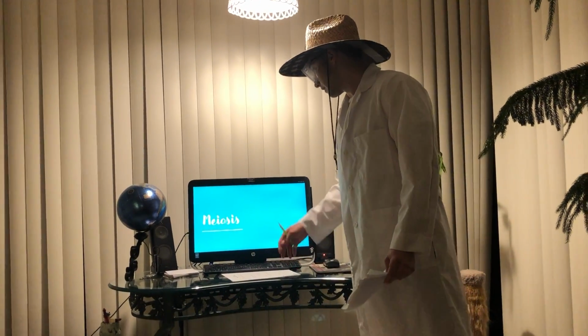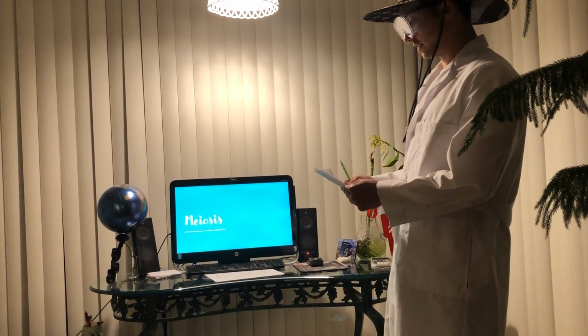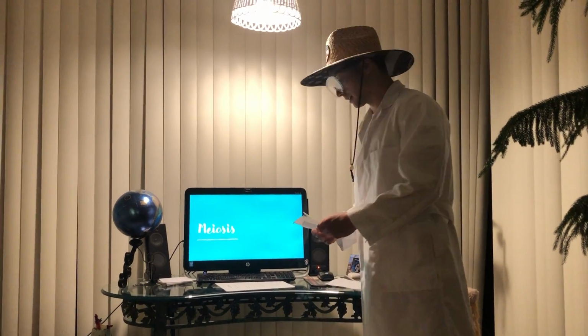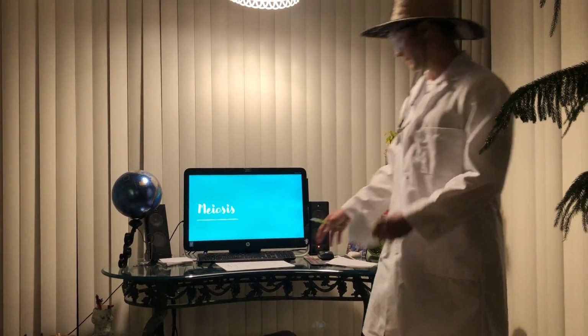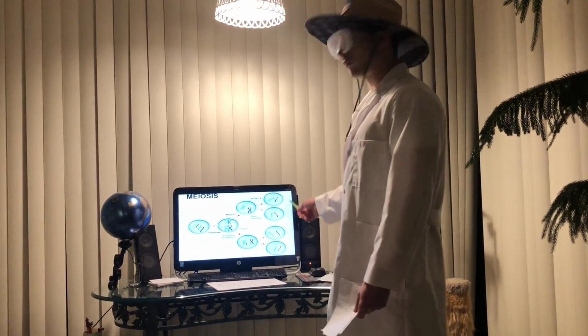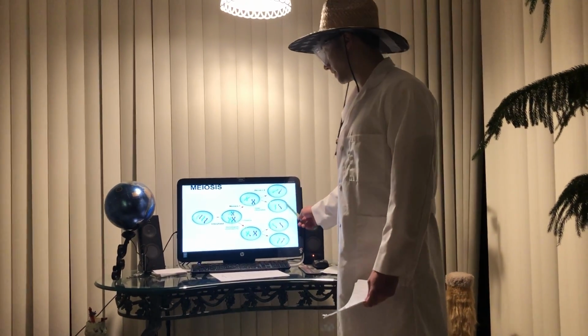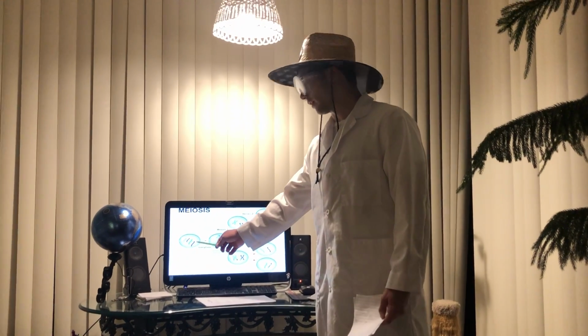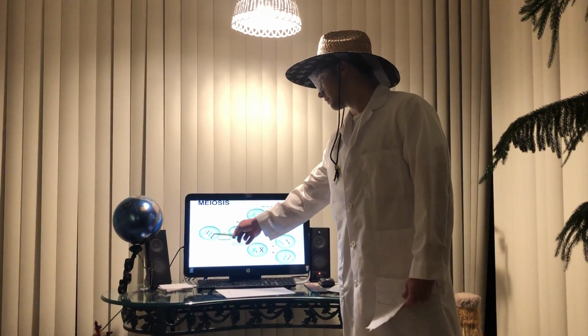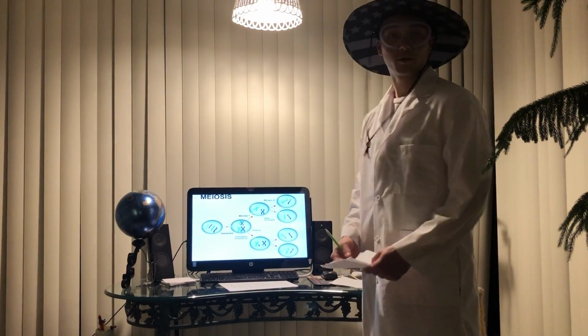Anyway, now we go into meiosis, and there we go. Now we're going into meiosis. This is just a brief overview of what's going to be going on in meiosis. We have our individual haploid chromatids over here.